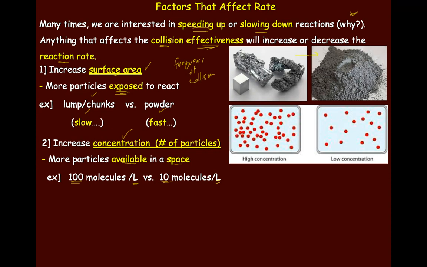You can see in here, if these were people walking around in a room, and you had 100 people walking around in a room here versus 10, it is more likely that these people would bump into each other here than there, and there would be more chance of a collision. Again, you're increasing the frequency of collisions. So maybe 100 molecules in a liter would be faster than 10 molecules in a liter, which might be slower.